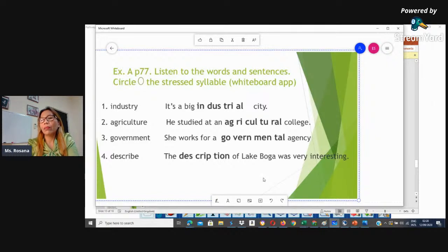Industry. It's a big industrial city. Agriculture. He studied at an agricultural college. Government. She works for a governmental agency. Describe. The description of Lake Boga was very interesting.